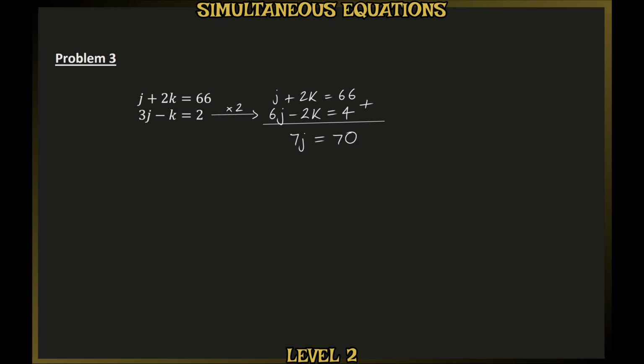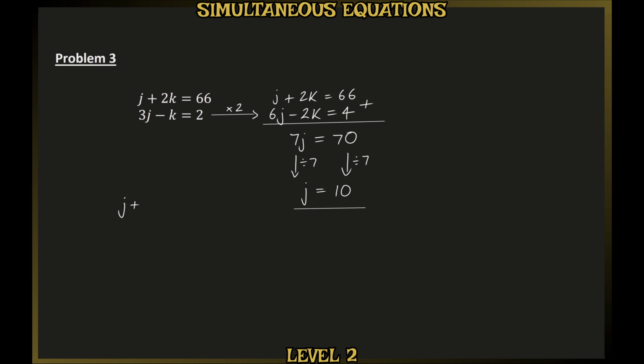To now solve this equation, we can remove the times 7 from in front of the j by dividing by 7, and doing the same on the right. On the left, the times 7 and the divide by 7 cancel out to give us j, and on the right, 70 divided by 7 is 10. So j is equal to 10 is the first part of our solution. We now need to take this value and substitute it back into one of the original equations, and the first equation looks the simplest to use.